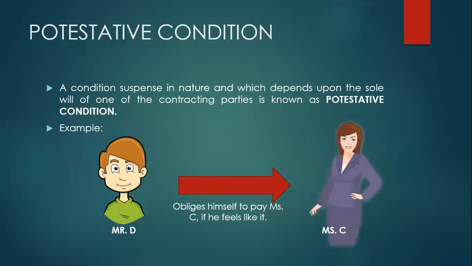Now let's go to potestative condition. What is a potestative condition? A condition suspensive in nature and which depends upon the sole will of one of the contracting parties is known as potestative condition. For example, Mr. D obliges himself to pay Miss C if he feels like it. The potestative condition here is if Mr. D feels like it, meaning to say the fulfillment of the condition depends upon the sole will of Mr. D, if he feels like paying Miss C.